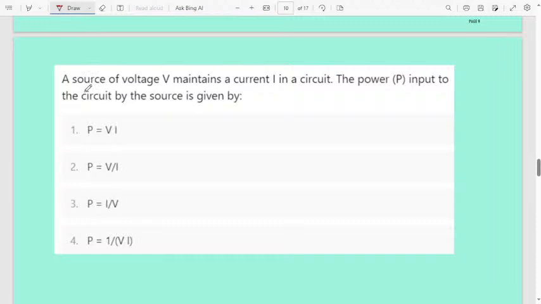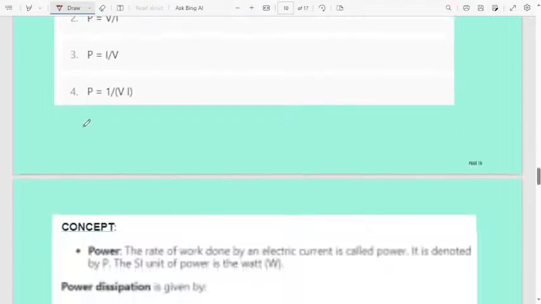A source of voltage V maintains a current I in a circuit. The power P input to the circuit by the source is given by: first option, P is equal to VI. Second option, P is equal to V divided by I. Third option, P is equal to I divided by V. Fourth one, P is equal to I divided by V into I. The correct answer for this question is P is equal to V into I.